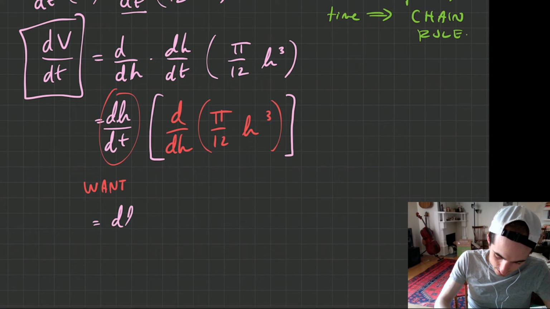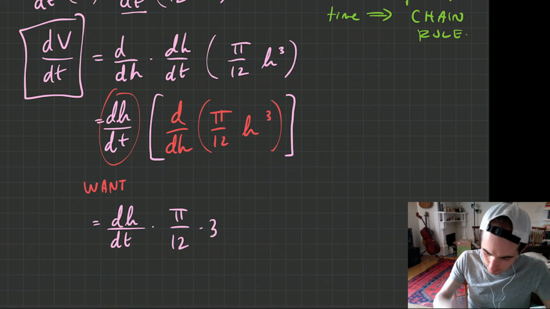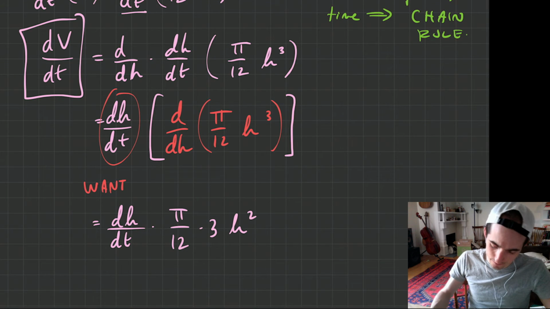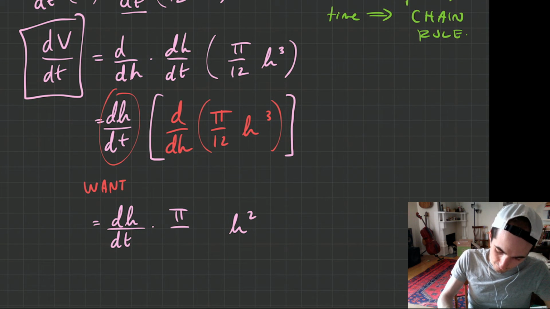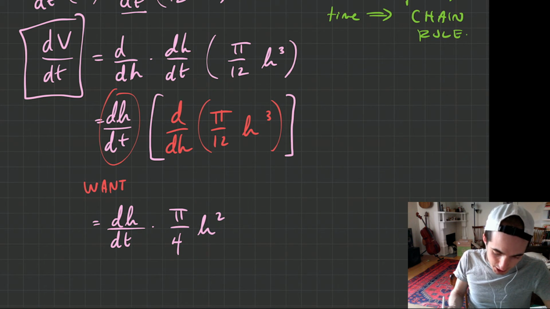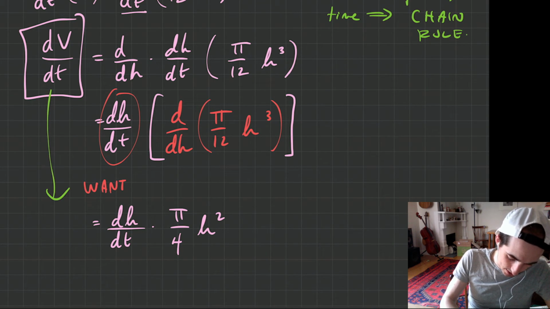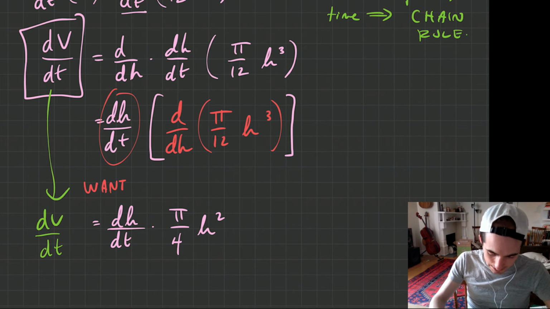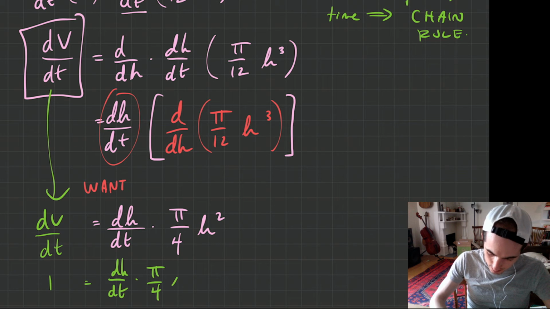So we've got dh by dt times, well, now I just take this derivative. This is going to be pi over 12 times 3h squared, right? Or in other words, let's just turn this into pi over 4. Okay, and I'll move this over here. There we go. And we're pretty much done now. So the equation that we get, let's move this back down. This is dv by dt. Well, dv by dt is equal to 1. So 1 is equal to dh by dt times pi over 4 times h squared.